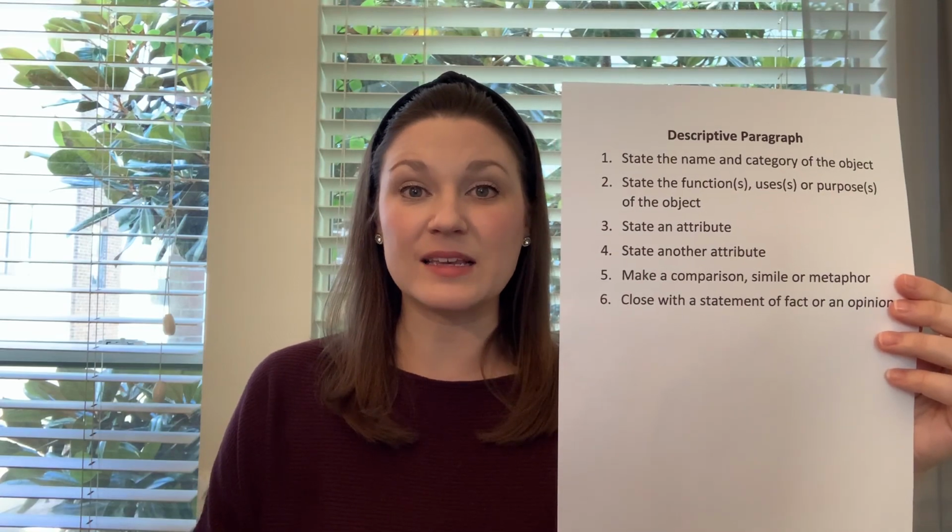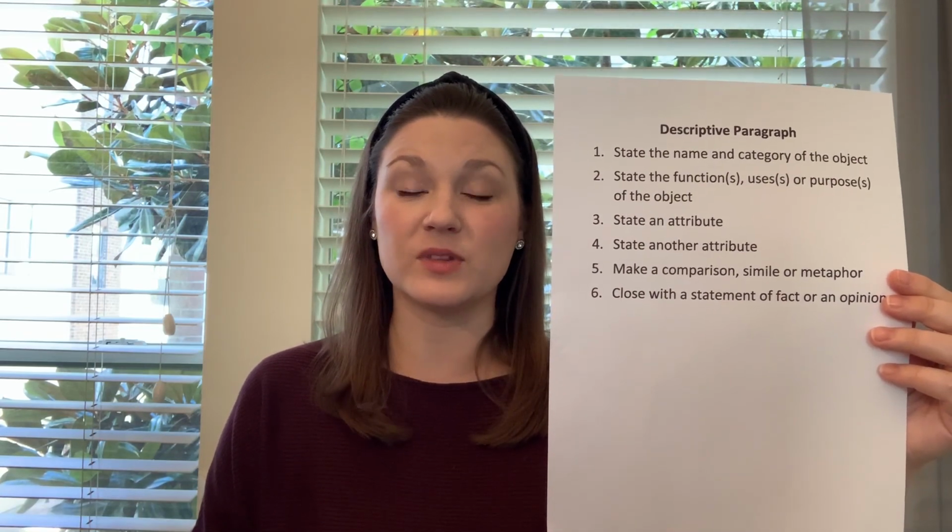Some examples of objects students could write a descriptive paragraph about are a pair of sneakers, a car, a tree in the backyard, or the family pet. So for this example, I will write about this beautiful lemon. So here is our paragraph frame for a descriptive paragraph. The first sentence of the paragraph will state the name and category of the object. So this is a lemon, it's a citrus fruit.